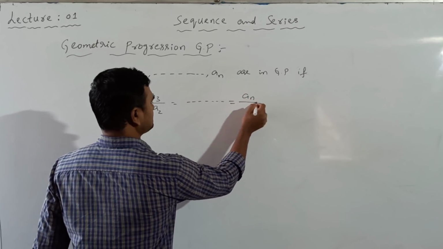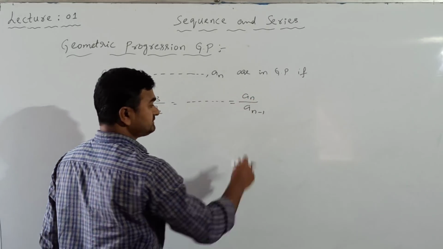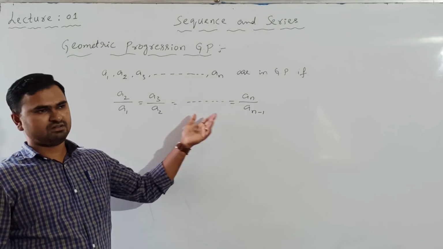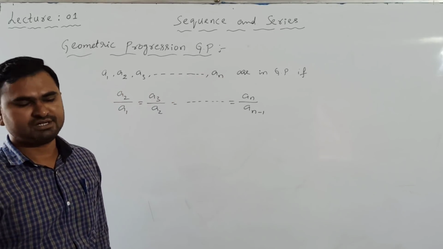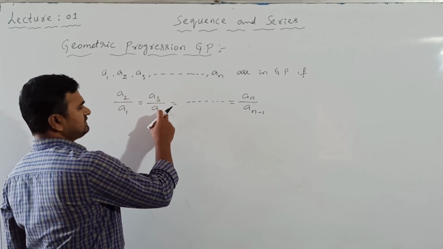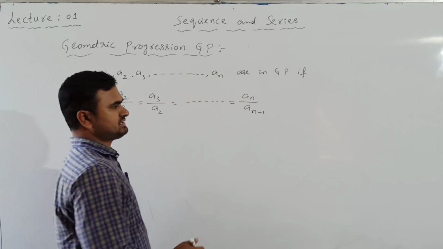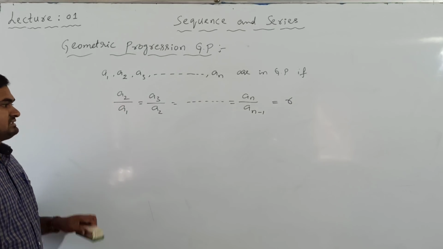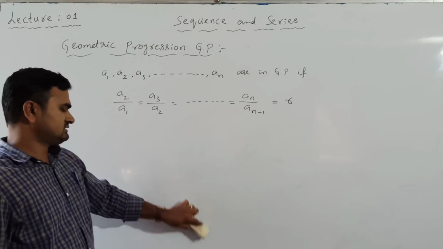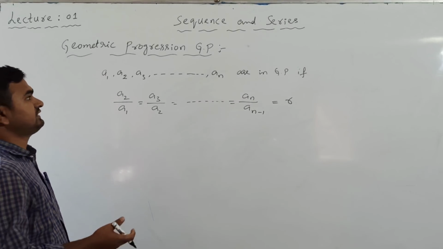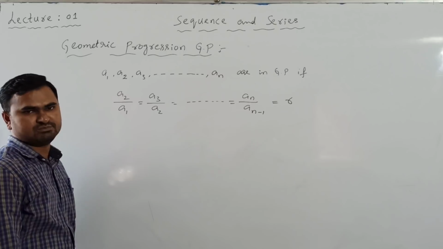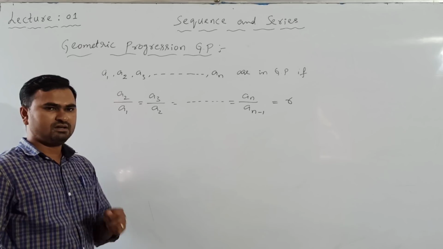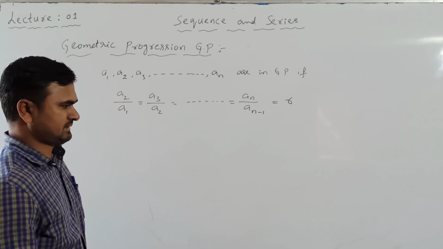The last term An divided by its preceding term An minus 1. So if this ratio is always the same, then these terms are said to be in geometric progression, and this constant ratio is called the common ratio of the GP. It is usually denoted by small r. So r is the common ratio of the geometric progression. To check whether the given terms are in GP or not, we just have to take the ratio of these terms. If it is the same, then they form a geometric progression.